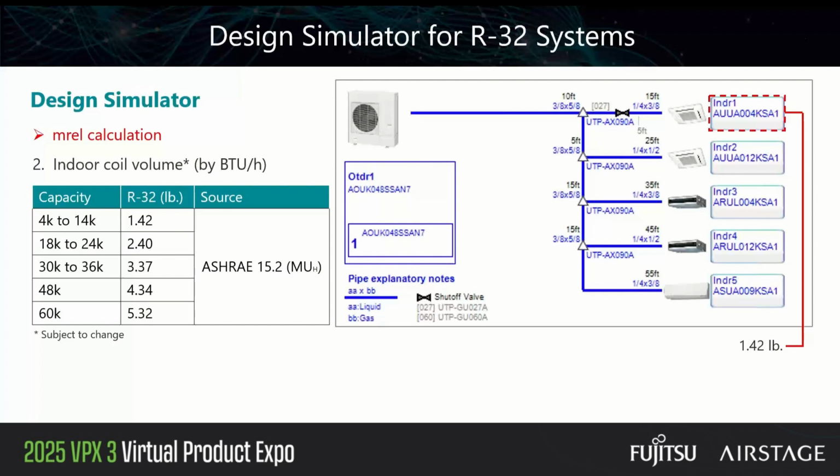So in this case, since we have a 4,000 BTU unit, we're looking at 1.42 pounds. And I have a little asterisk that this is subject to change again when the Design Simulator update comes out, where it can actually calculate MREL automatically.